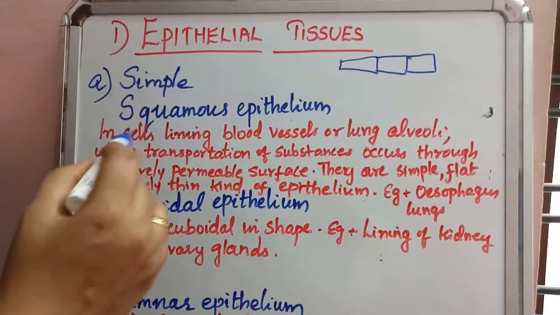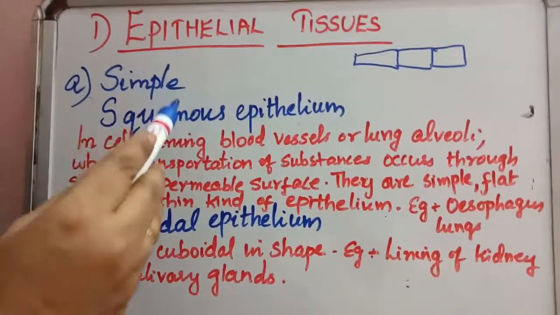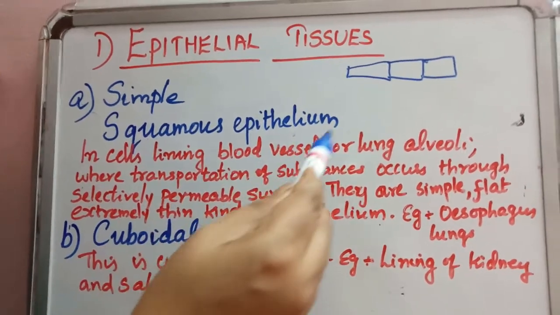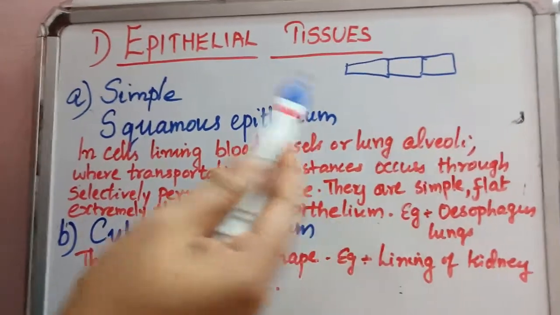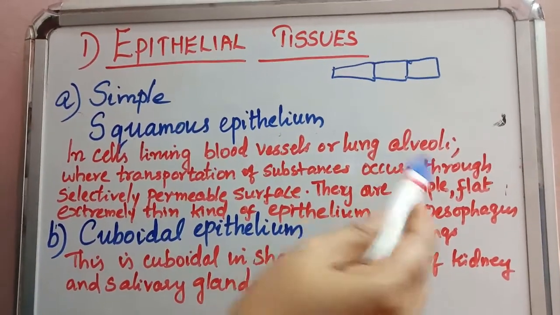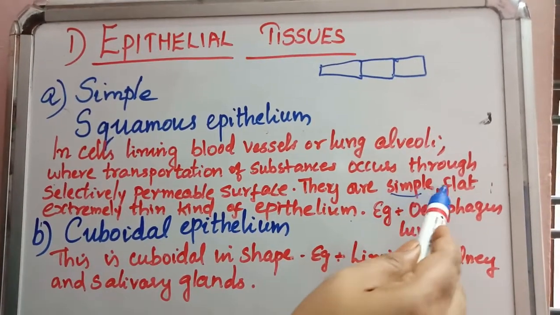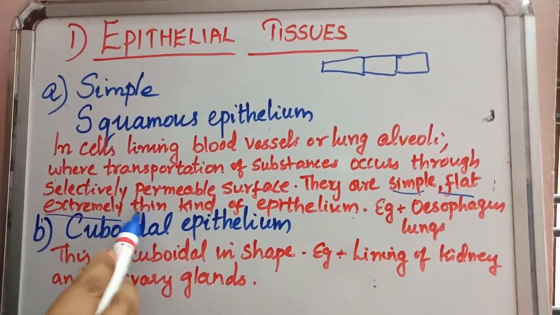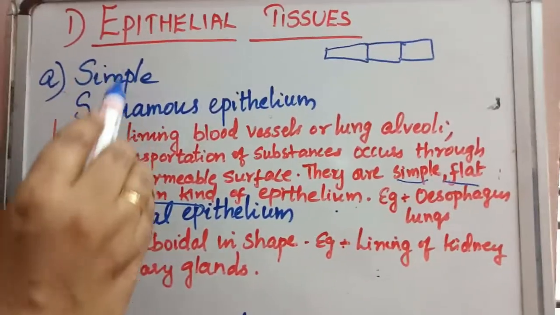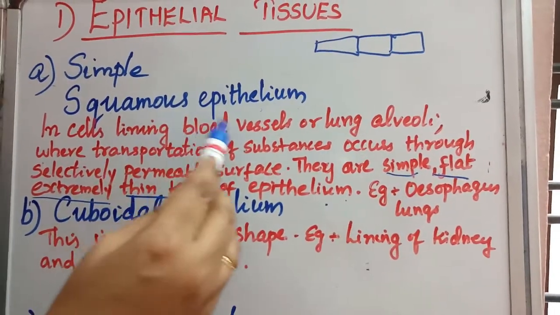So let's see its characteristics. These cells line blood vessels. The simple squamous epithelium, we can see in the cells lining the blood vessels or lung alveoli, where transportation of substances occurs through a selectively permeable surface. They are simple, flat and extremely thin kind of epithelium. Example, we can see this type of simple squamous epithelium in esophagus, lungs and lining of blood vessels.